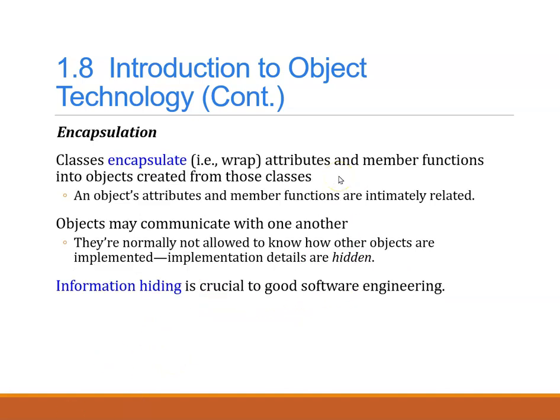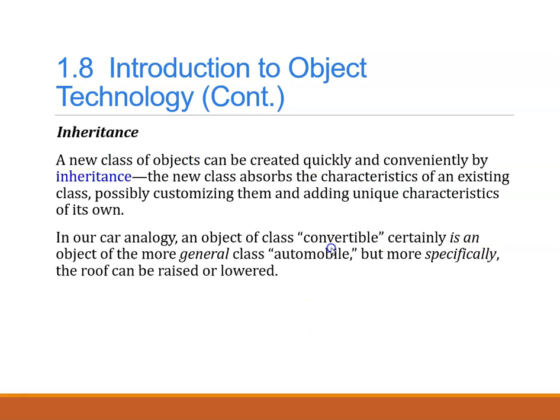Encapsulation wraps attributes and member functions into objects created from these classes. It creates a nice combined little package. Objects can communicate with each other. They're not allowed to know the details because the implementation is hidden, but you can communicate through the interfaces. Information hiding is crucial to good software engineering.